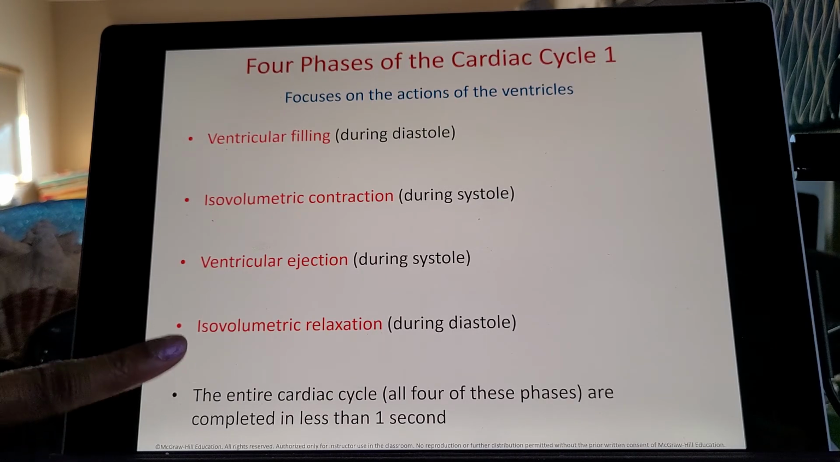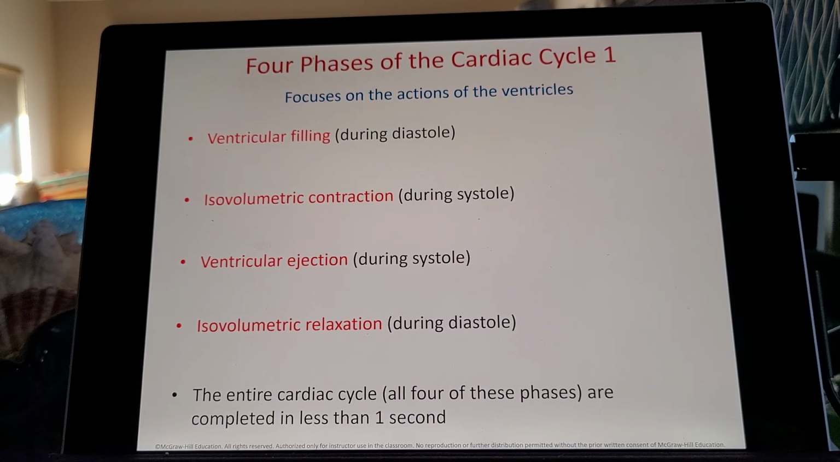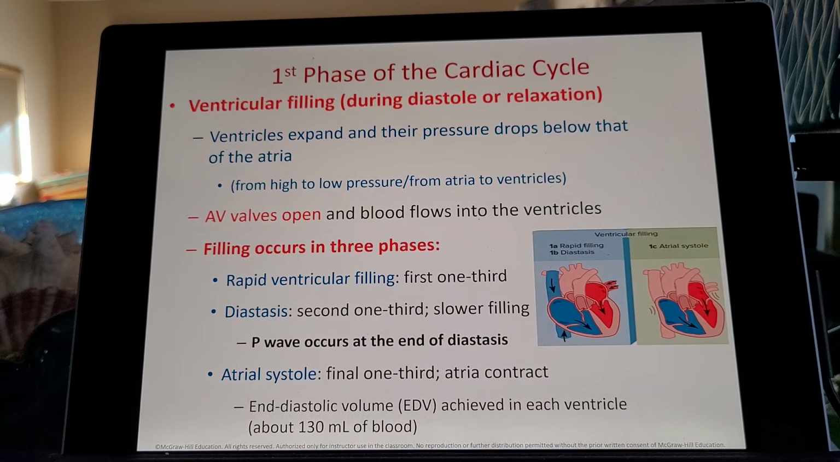Iso meaning same, volumetric for volume. So our ventricle muscles are relaxed again, but there's no blood flow movement because there's no difference in pressure, and so you don't have any movement of blood yet. We can complete this whole cycle in less than a second. So here's the details of it.